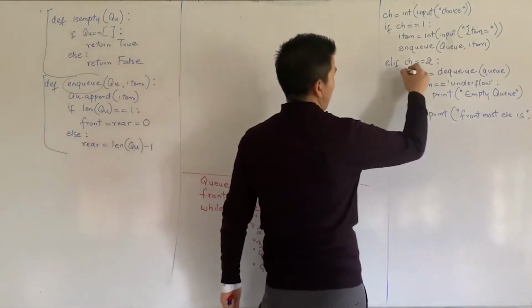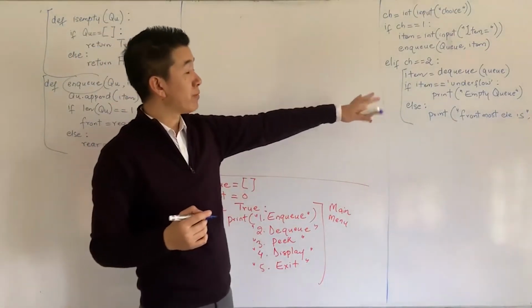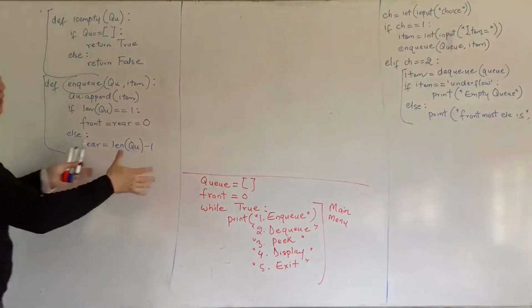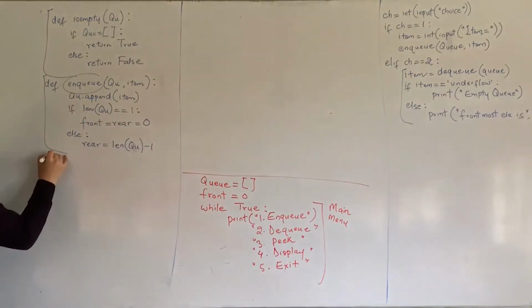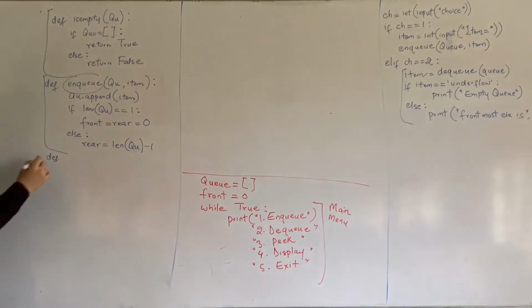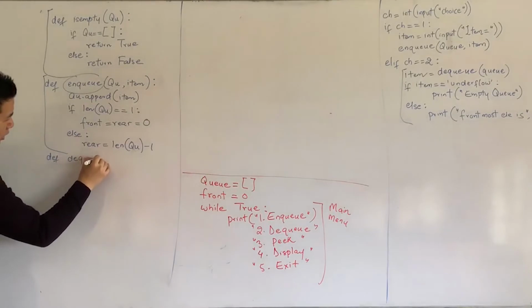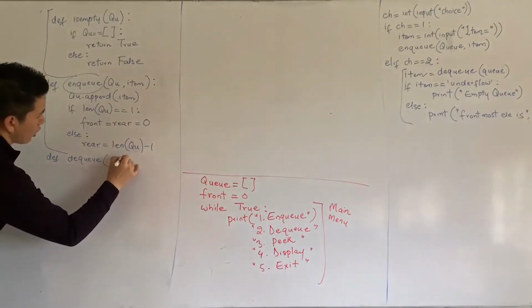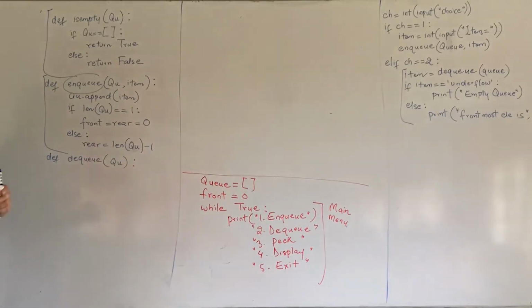Now this should be the main part of the program. Alright, now let's come up with the function definition for the DQ. So we'll have def, and the name of the function will be DQ, and we'll receive just the Q. We don't need the item as such, since we are removing.